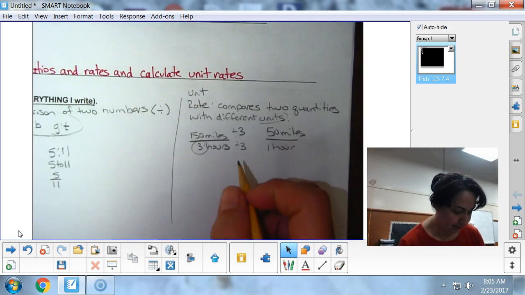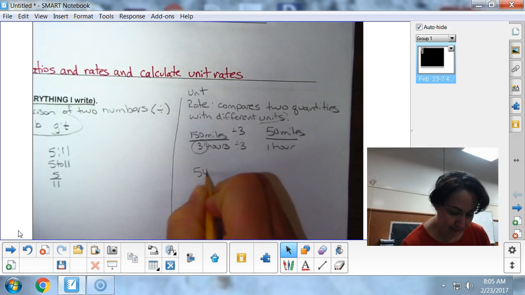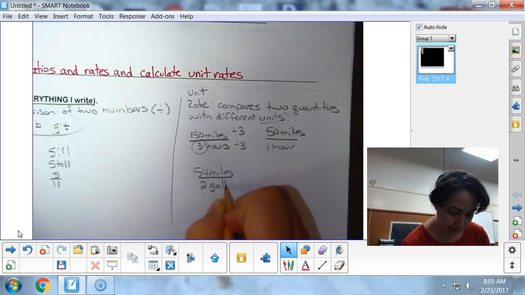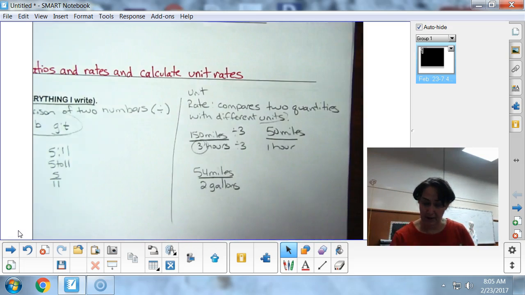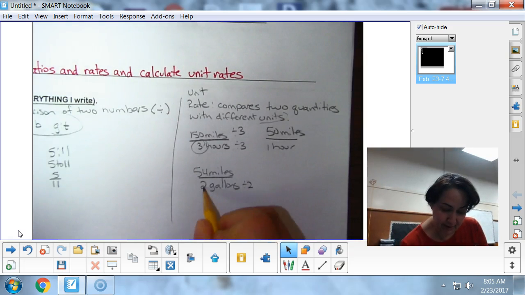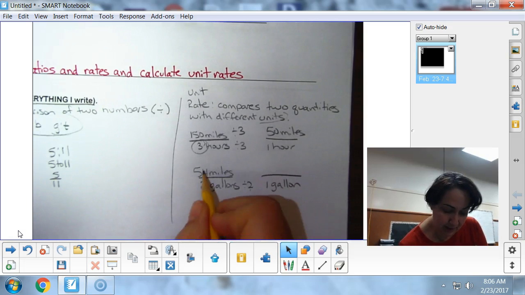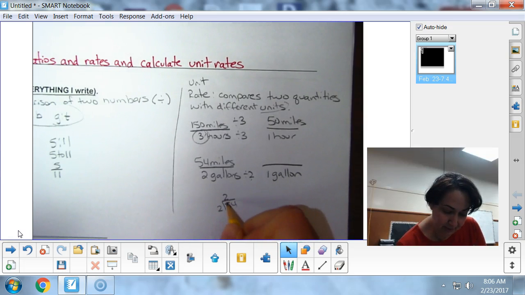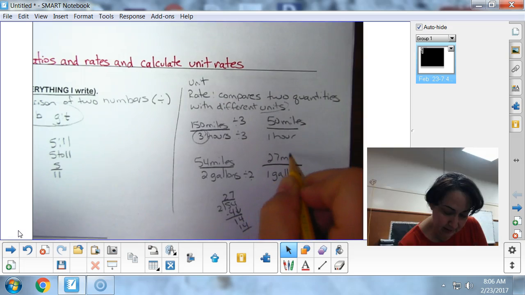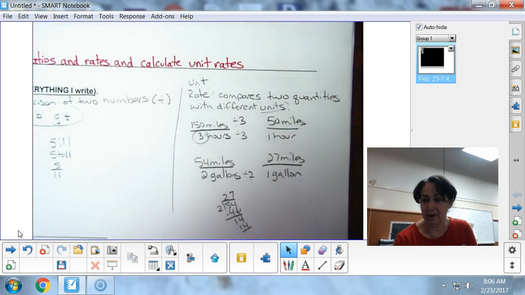So let's look at another example. Let's say that we went 54 miles on 2 gallons of gas. Okay, we want to know 1 gallon of gas. So to find 1, we have to divide by 2, because 2 divided by 2 is 1 gallon, and that's what we need on the bottom. So on the top, I would have 54 divided by 2. So 2 goes into 5 2 times. 2 times 2 is 4. 5 minus 4 is 1. I'm going to bring the 4 down. 2 goes into 14, 7. So 27 miles per gallon. That's the unit rate. Okay?